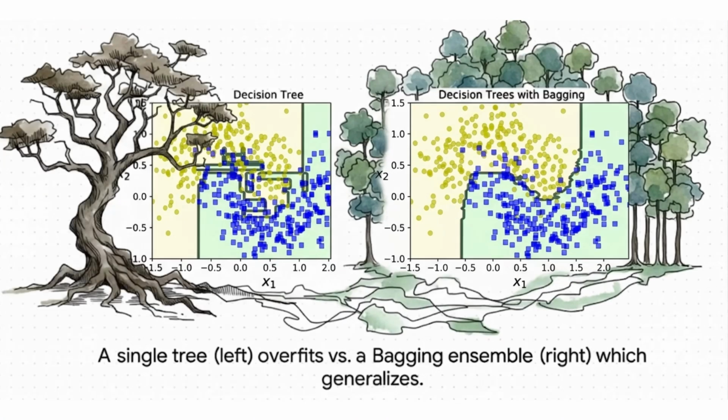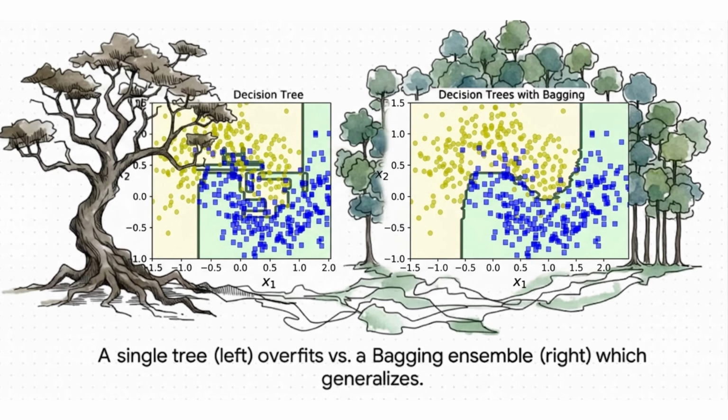Here's a detailed comparison of the single decision tree on the left, which shows signs of overfitting by creating complex and intricate decision boundaries to fit the training data, and the random forest with bagging on the right. The single tree's decision boundary is characterized by sharp, jagged edges and small, isolated regions, indicating that the model is capturing noise in the data. In contrast, the random forest's decision boundary is much smoother and continuous, indicating that the model has generalized better and is less likely to overfit.